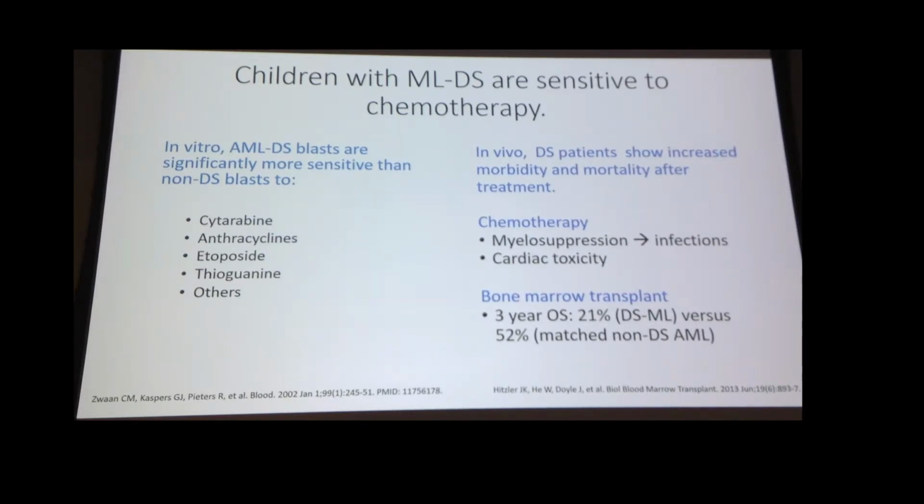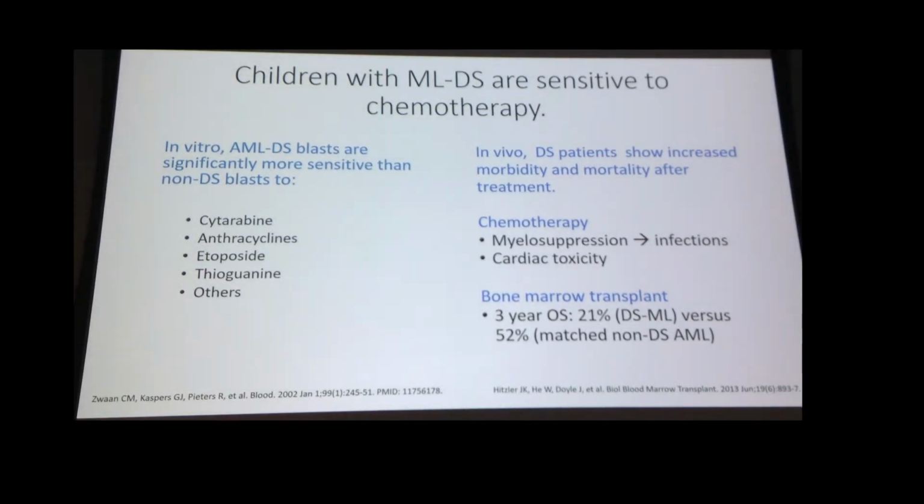The only downside is that kids with Down syndrome are just exquisitely sensitive to chemotherapy. So they have increased morbidity and mortality associated with high-intensity treatment, the type that's usually used with kids without Down syndrome to treat leukemia. So with chemotherapy, these kids suffer high rates of profound myelosuppression. This can lead to infections. They also get a lot of cardiac toxicity, which can be really devastating in this group of kids with high rates of congenital heart disease. And then finally, bone marrow transplant really does not play a role, for the most part, in treatment of MLDS because the process of ablating the patients just hits the kids so hard.